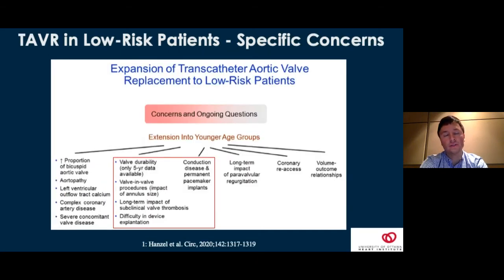So what are the concerns and specific issues? Now that we treat low-risk patients, a few issues are coming up: valve durability, conduction disorder and risk of pacemaker, re-access to coronaries, and long-term impact of paravalvular regurgitation, although this has become far less common with the new generation transcatheter heart valves. We also have to remember that in the PARTNER and Evolut Low Risk trials, there were a lot of exclusion criteria such as hostile femoral access, recent MI, bicuspid valve, severe AR, complex CAD, low EF, and patients with advanced CKD. So a few exclusion criteria that we have to take into account.